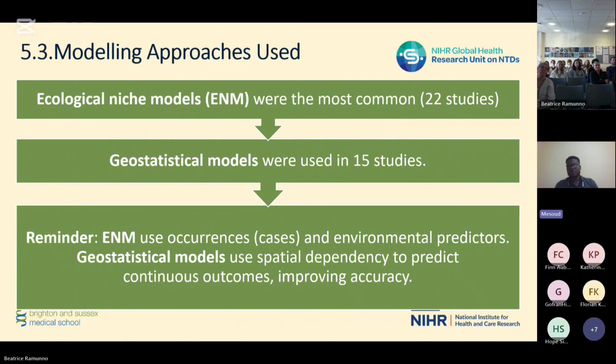The model approaches used, as I said before, are mostly of two types. There are 22 studies that used the ecological niche model, and 15 studies that used the geostatistical model. To remember what we said before: ecological niche models use correlation and environmental prediction, and geostatistical models use spatial dependence to predict a continuous outcome, improving accuracy.